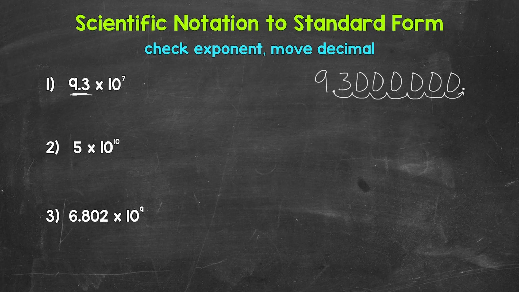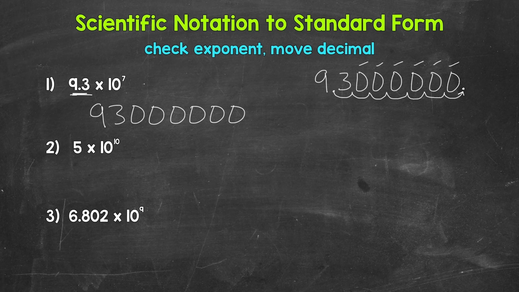But let's rewrite this a little neater without the decimal movement underneath. So we have 93 and then 1, 2, 3, 4, 5, 6 zeros, and then we can put in the commas. So a comma here and here. So we have 93 million. And we are done. That's our standard form. So all we need to do here is check the exponent and move the decimal.